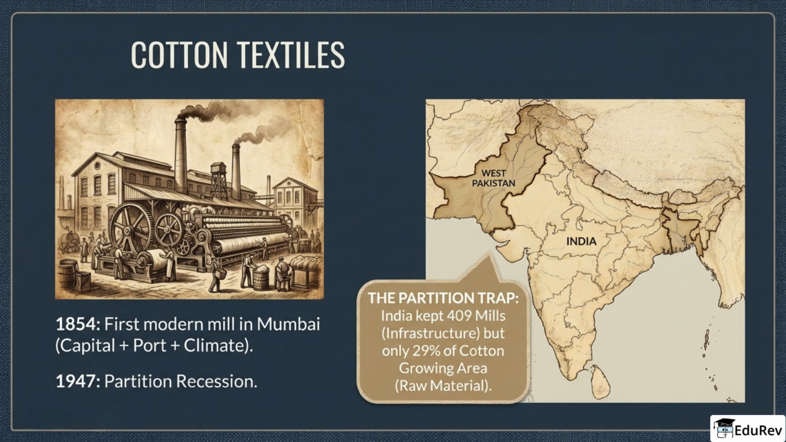India retained 409 mills, which means the industrial infrastructure largely remained. But it retained only 29% of the cotton growing area, meaning the raw material base was sharply reduced. So the problem after partition was not only political division, it was a serious raw material imbalance. Infrastructure stayed, raw cotton supply shrank. That is a very exam-worthy contrast.